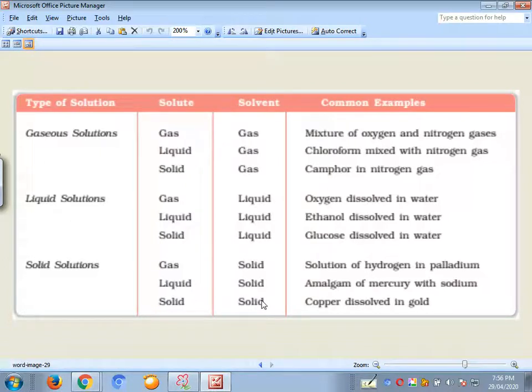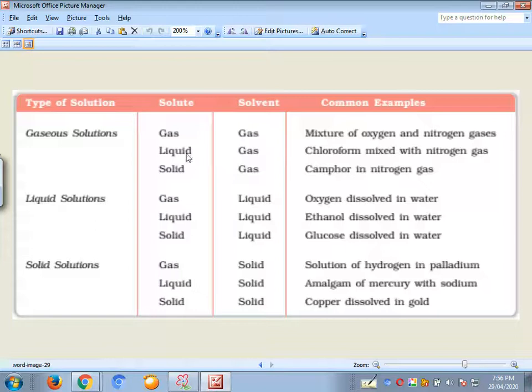Now this is important from your exam point of view for 1 mark also. They may give you the solute and solvent. They may ask you for an example. So we'll discuss one by one. If the solute is gas and the solvent is also gas, it is a gaseous solution. The common example is gas in gas, that is, gas is solute and solvent is also a gas. The example here is a mixture of oxygen and nitrogen gas. You know that oxygen is a gas and nitrogen is also a gas, so it is an example of a gas in gas solution.